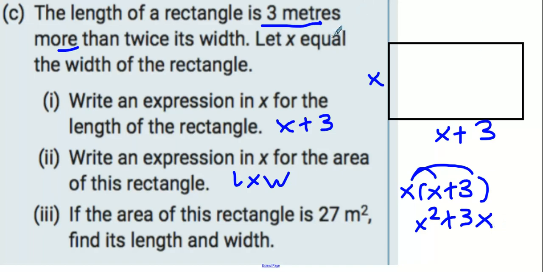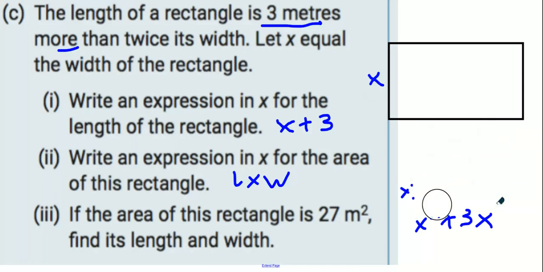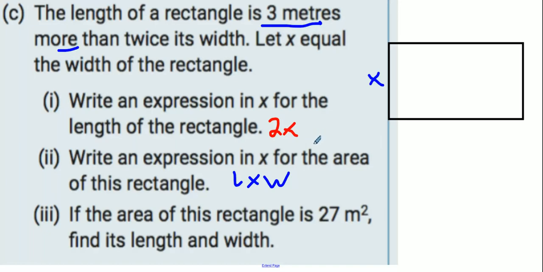Thank you. Sorry, guys. It's 3 meters more than twice its width. I got that wrong. Thank you for that. Good man. Good save. So twice its width. Twice its width is 2 times x. And then 3 more than that is 2x plus 3. Sorry, I read that completely wrong. Thanks for the save, Kai. Everybody cool with that?